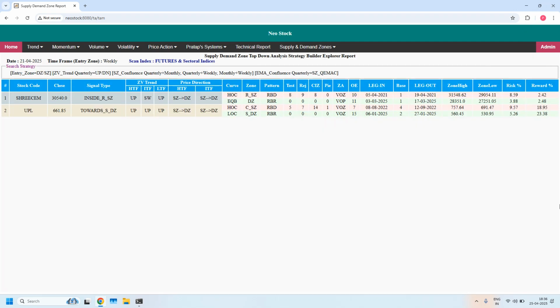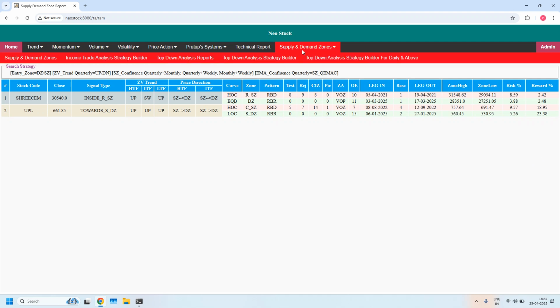We got 2 stocks. So these 2 weekly supply zones are having more high probability, but here, see here, this is a pierced zone. You can apply pierced zone strategies in that. So this is about zone confluence for weekly time frame. With this, we have completed the weekly time frame reports.